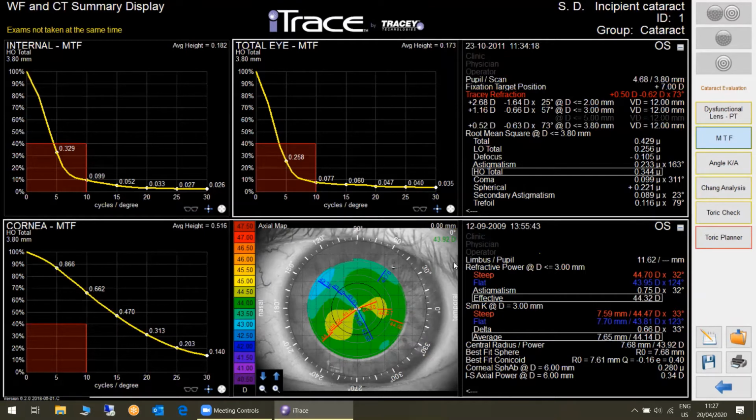And I heard another of your colleagues tell me, he said, Karel, the astigmatism is not so much a problem for the far vision with multifocals, but it will definitely be a problem for the near vision.